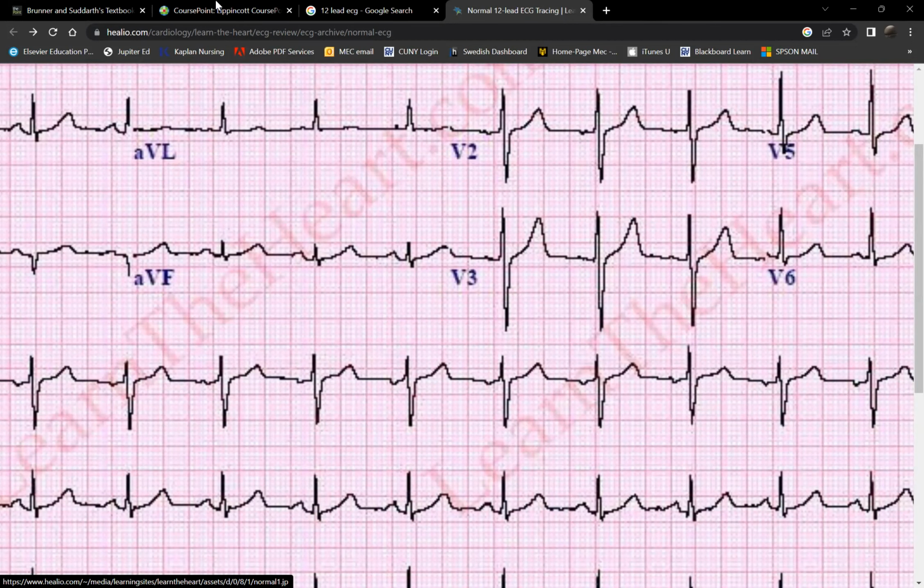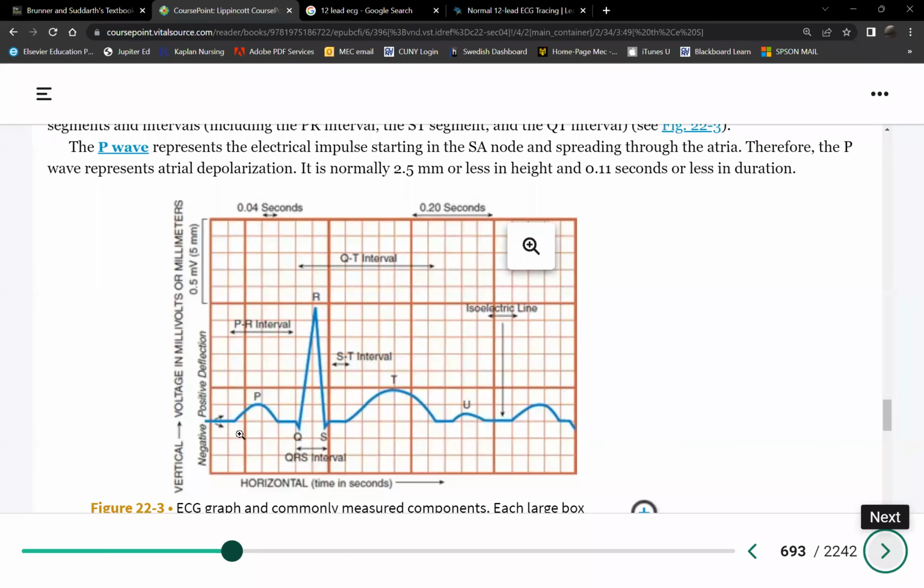All right, so let's go back here. The P wave is measured from the time that it left the isoelectric line to when it returned to the isoelectric line. So if this is my P wave, where do I start measuring it? From here or here? From the second one, because this is where it left the isoelectric line. So it left here, went up.